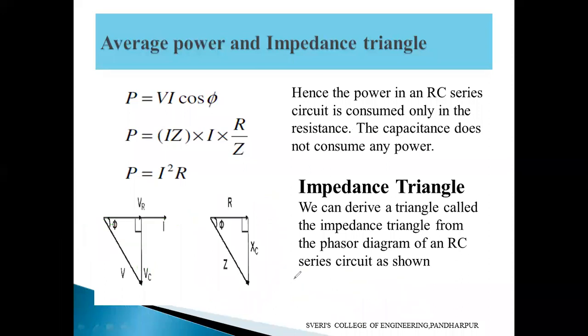Cos phi equal to R by Z, and phase angle phi equal to tan inverse of XC by R. लिखने का कभी भी अभी फार्मूला के लिए जस्ट फॉर द कैलकुलेशन पर्पस वी आर टेलिंग दैट वन. XC by R, that's it here. So this is the phase angle.